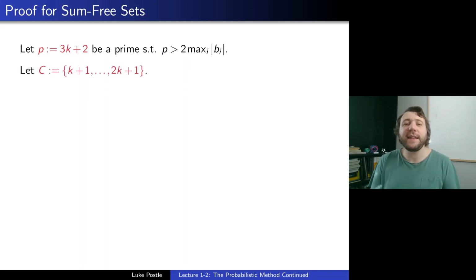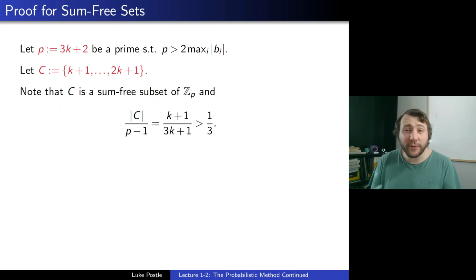We're going to let C be the set k plus 1 up to 2k plus 1. So it's kind of the middle third of the integers up to P. So we have this middle third set C. And now we'll note that C is actually a sum-free subset of the cyclic group Z_P.